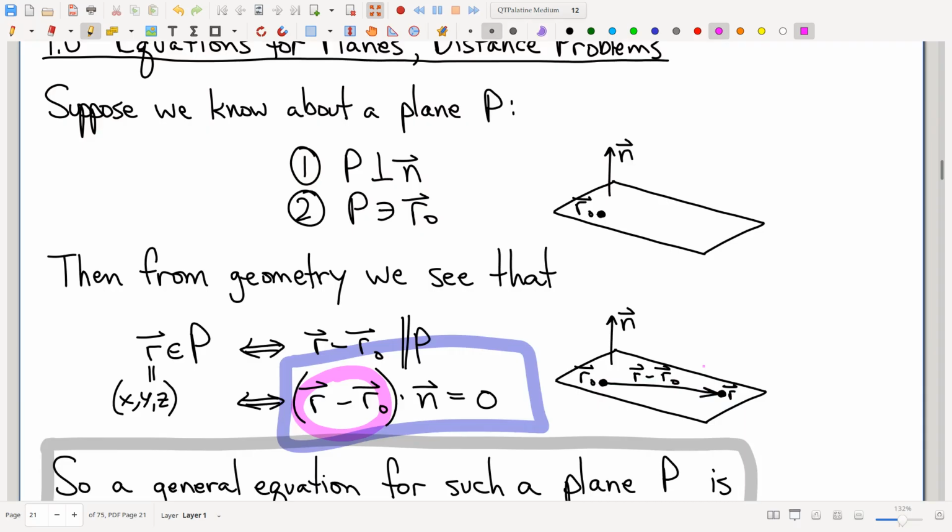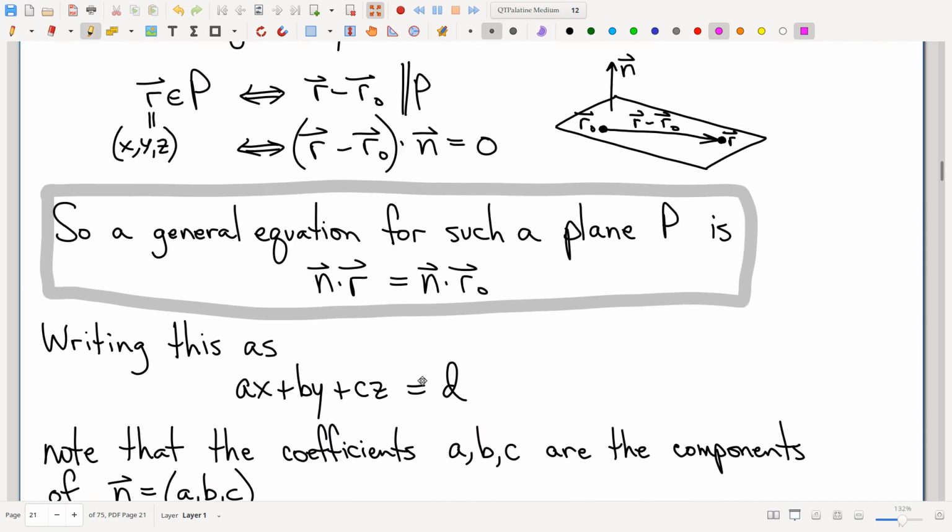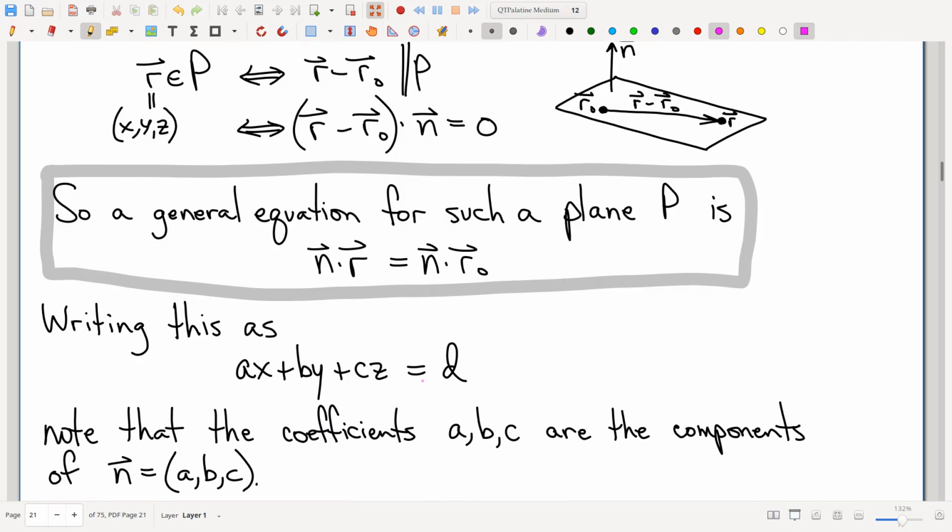We need orthogonality, not perpendicularity. Perpendicularity would be the wrong requirement. If I were to say these two vectors need to be perpendicular, that would exclude r naught, which we don't want to do. What do you think? Everybody's happy? Okay. All right. So there you go. There's our equation of the plane.